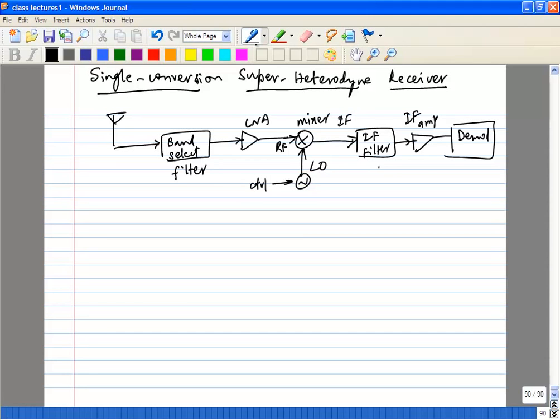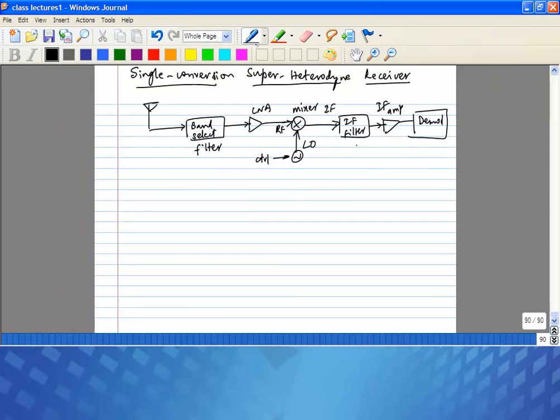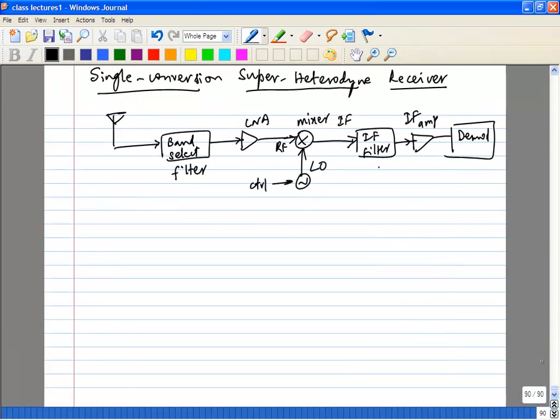What does the mixer do? Your basic mixer operation: let's say you have two signals. Let's say this is your RF signal, A cos omega RF t. Your mixer is simply a multiplier in the time domain.